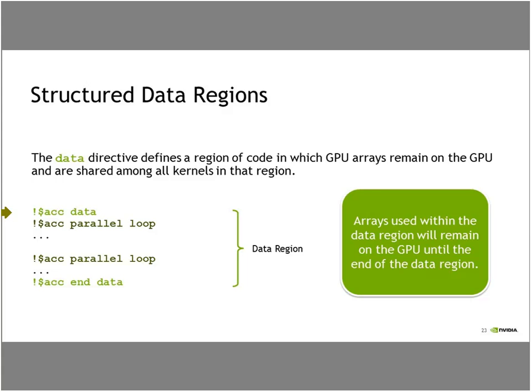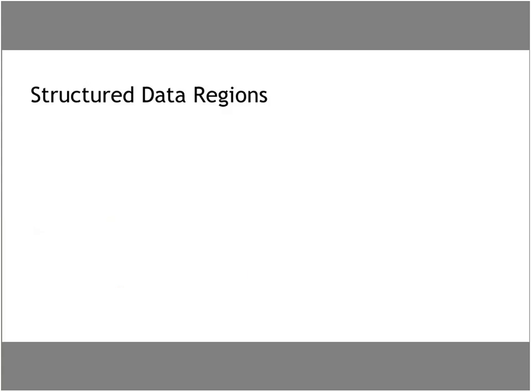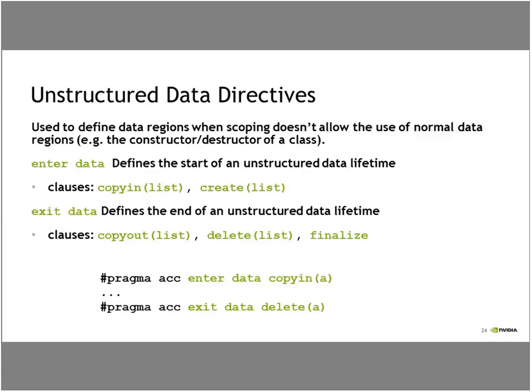And we thought about it and decided, well, the best solution for that is to break up the beginning and the end of our data regions. So you can have the beginning in one place and the end in another. And so after some work, we came up with the notion of unstructured data directives. And I've actually warmed up to unstructured data directives to the point that I use them almost exclusively now. I really like certain aspects of having unstructured data regions.